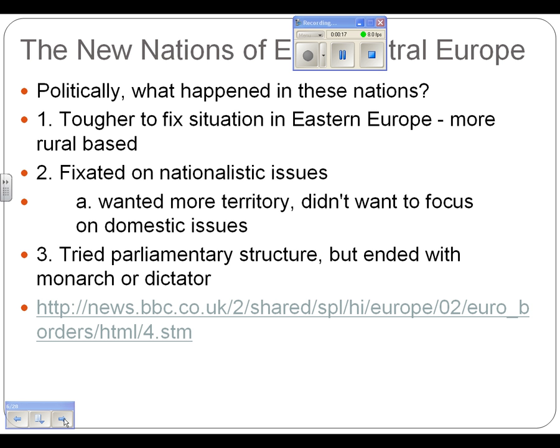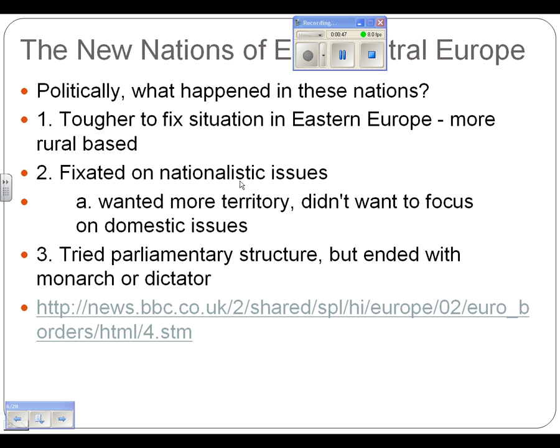Europe. It's tough to fix their situation because they're very rural based. They don't have industrialization to try to revamp their economies post-World War I. So this leads to a fixation on nationalistic issues. In other words, they're concerned about preserving their culture and expanding their nations and expanding their borders, and they're not real concerned about domestic issues. And what this leads to is a lot of social unrest within their borders.